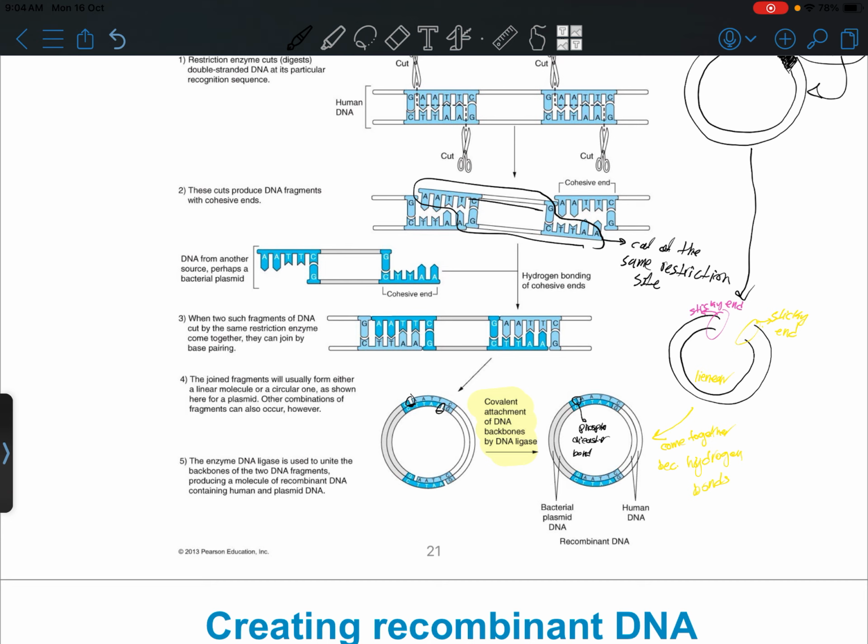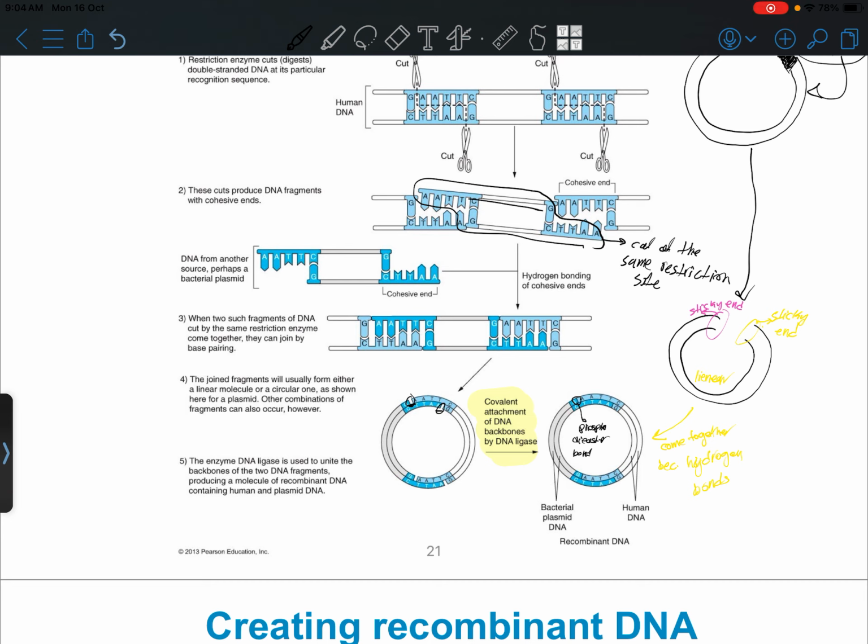What's the difference between this circular plasmid used before the cloning and this circular plasmid generated after the cloning? This is a circular plasmid. This is a circular plasmid. What's the difference between them?